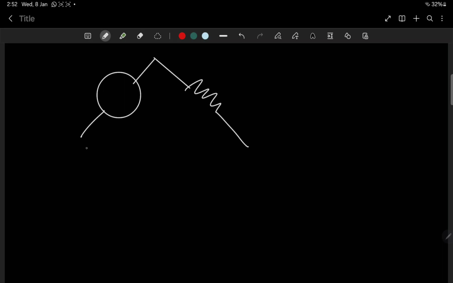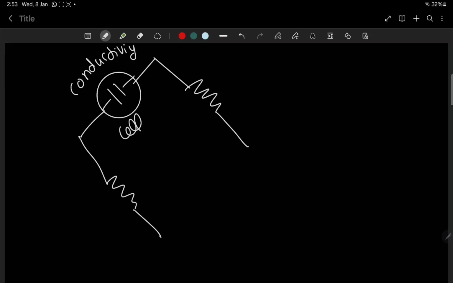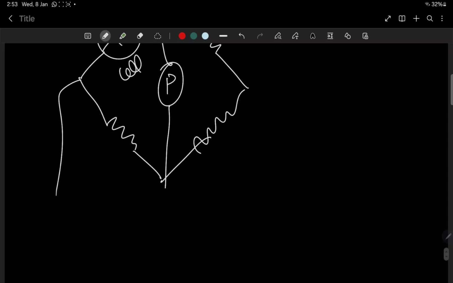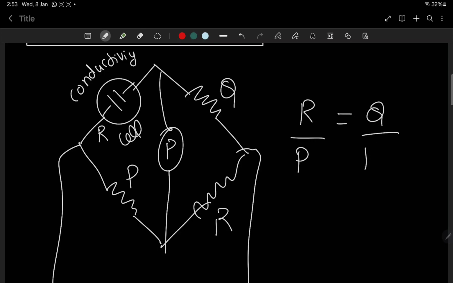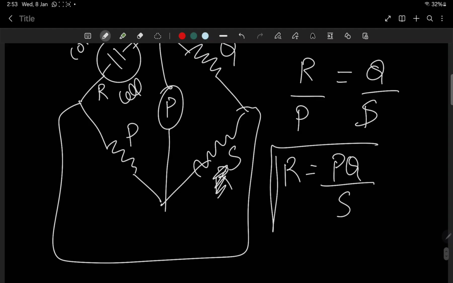So we are having a resistance, and here we are keeping the conductivity cell, because we can't keep an ionic solution there, so we put the ionic solution in the conductivity cell and keep it there. We are having the 4 resistances P, Q, R, S and a galvanometer here. No current flows to the galvanometer, so you know that R by P is equal to Q by S, therefore R equal to PQ by S, right? With this you can find the resistance.